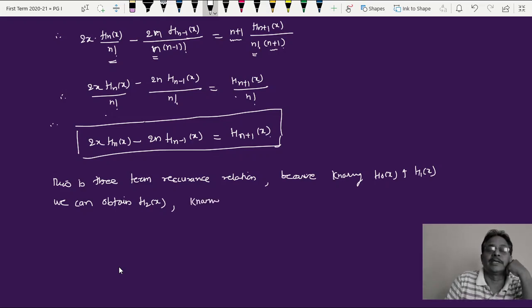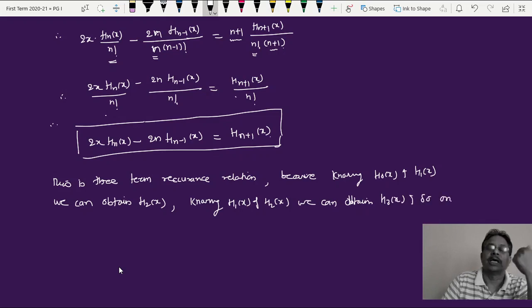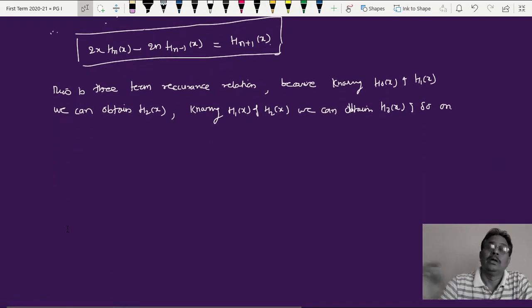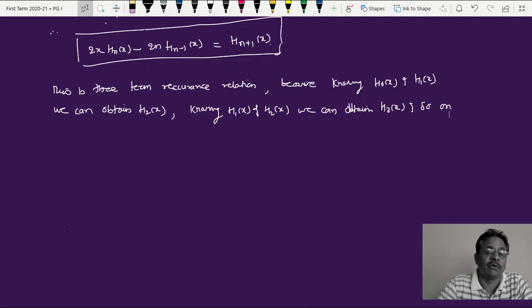Knowing H1(x) and H2(x), we can obtain H3(x), and so on. Higher order terms also can be obtained, and that's why all Hermite polynomials of degree n equal to 2, 3, 4, 5, 6 etc.